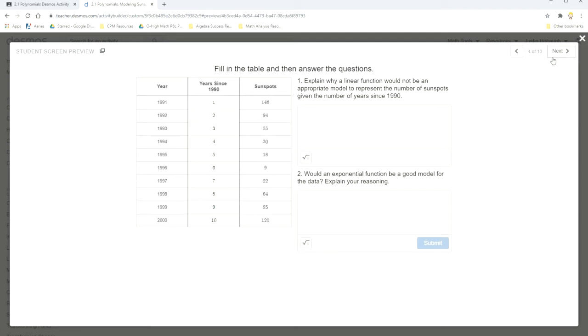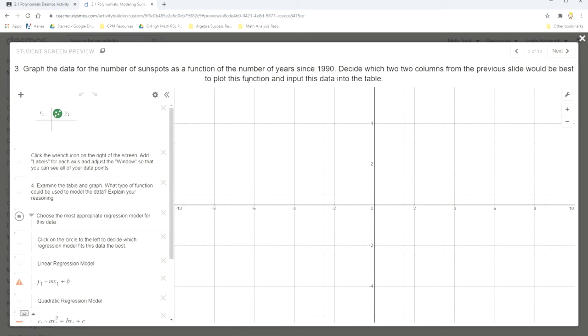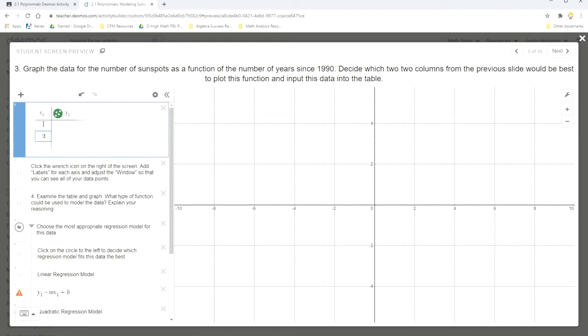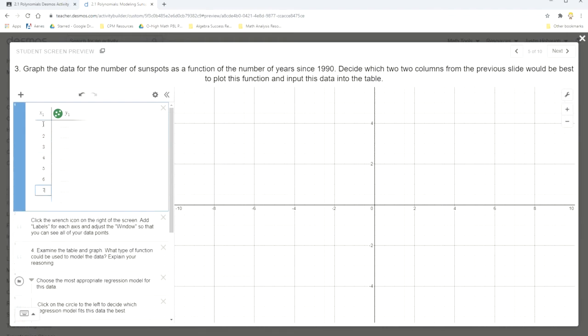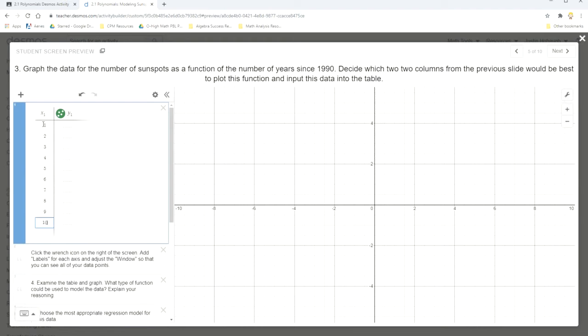So what I'm going to do is I think that the two columns that we should be considering is the years since 1990 and the number of sunspots. The actual year doesn't matter as much because we care about the number of years since 1990, right? So X is going to be my number of years since 1990, and that went, as we saw on the last slide, 1, 2, 3, 4, 5, 6, 7, 8, 9, 10.